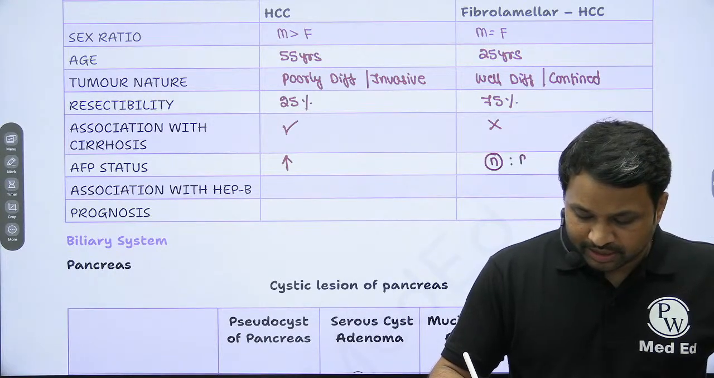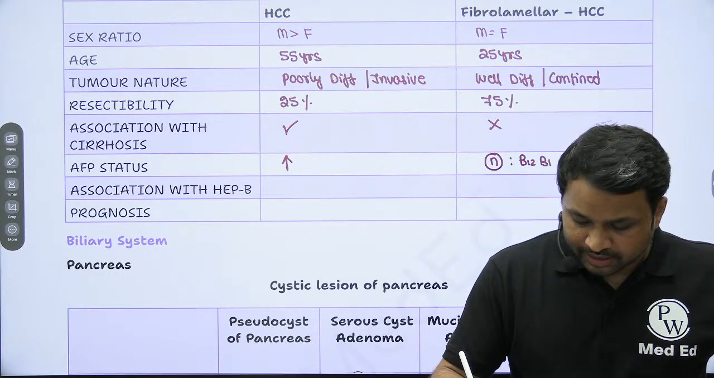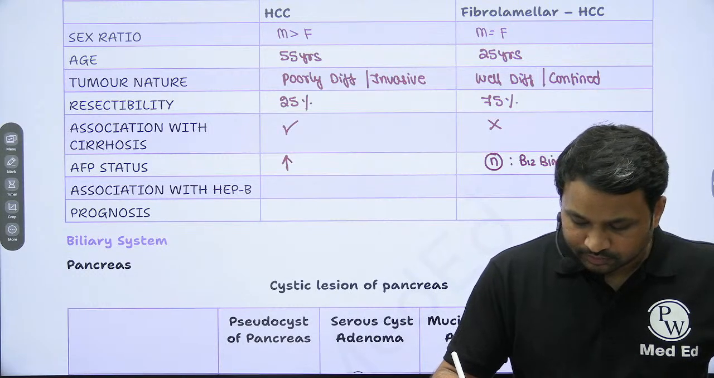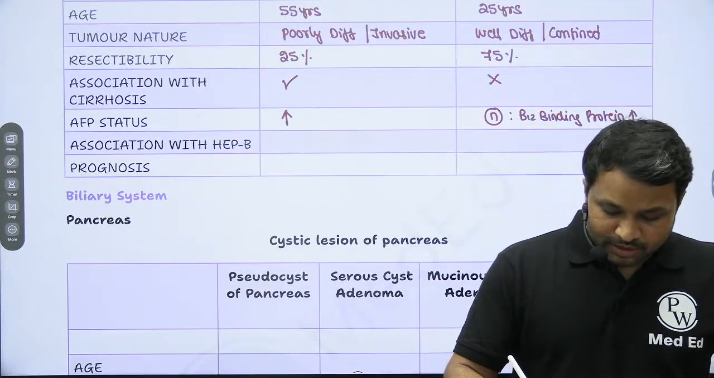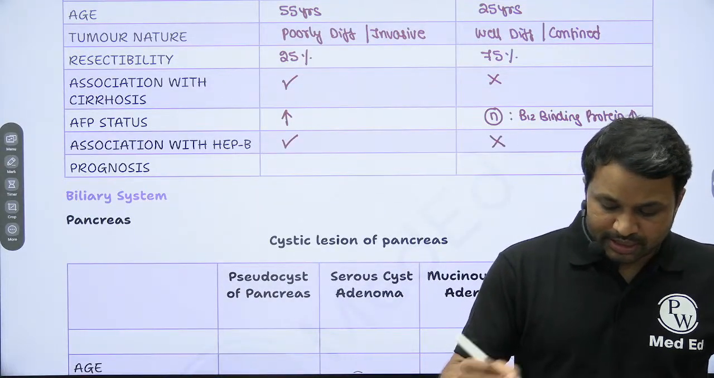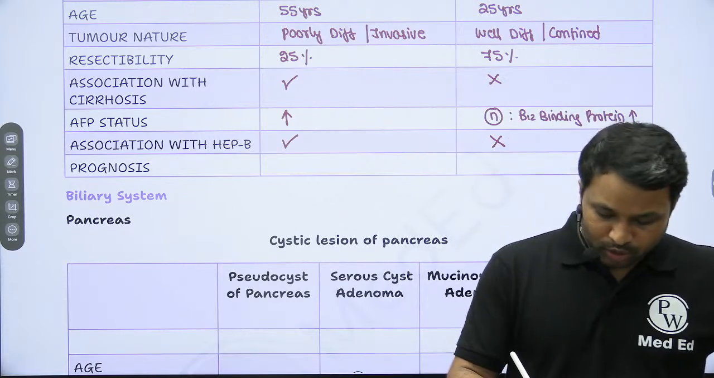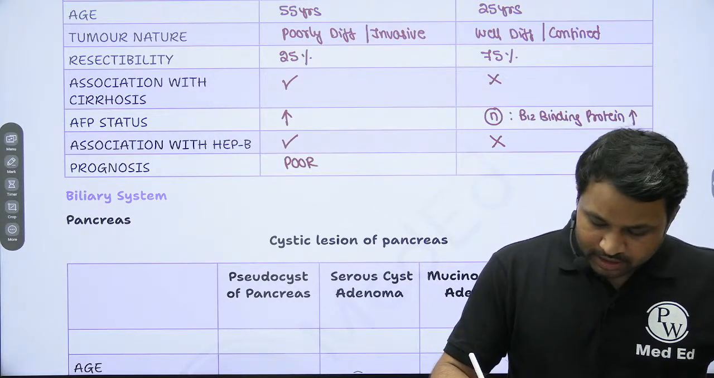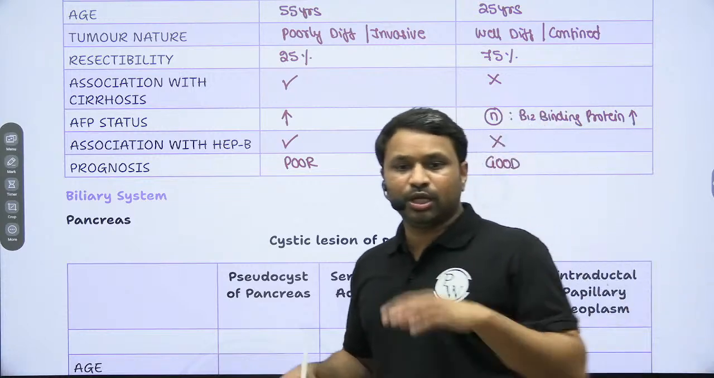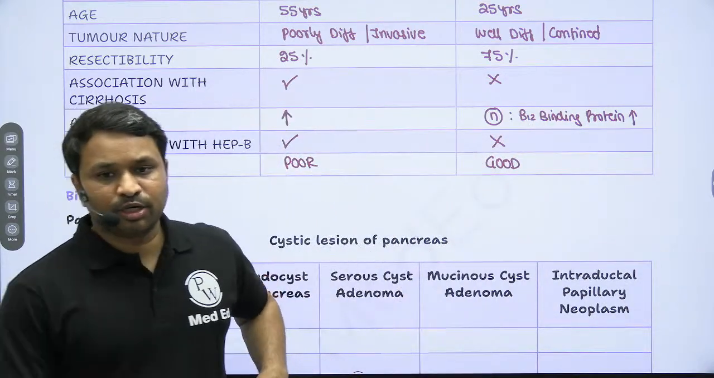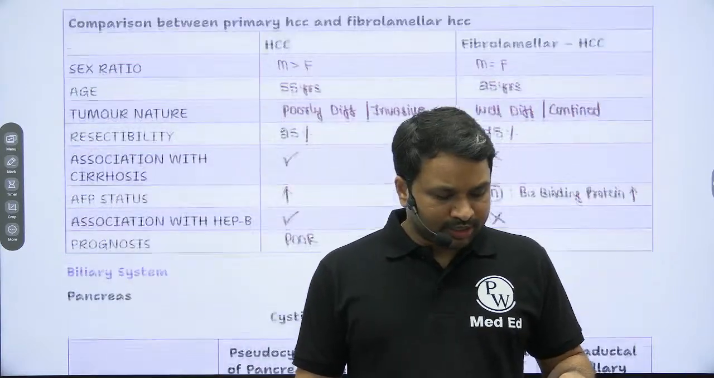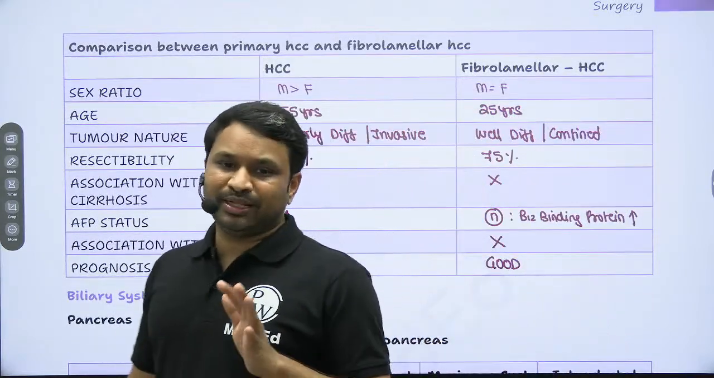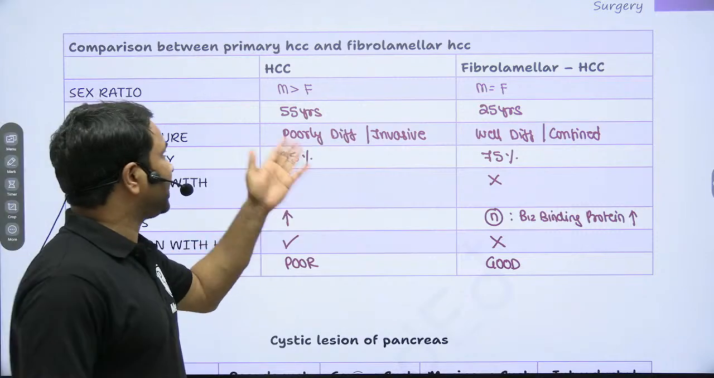So here, remember, it is the B12 binding protein. It is the B12 binding protein that is elevated in the fibrolamellar variant of HCC. Association with hepatitis B is there. There is no association with hepatitis B virus. The prognosis here is going to be poor. The prognosis here is going to be good. Right? It is going to be good. Clear? So this is the comparison between the fibrolamellar variant of hepatocellular cancer and HCC.